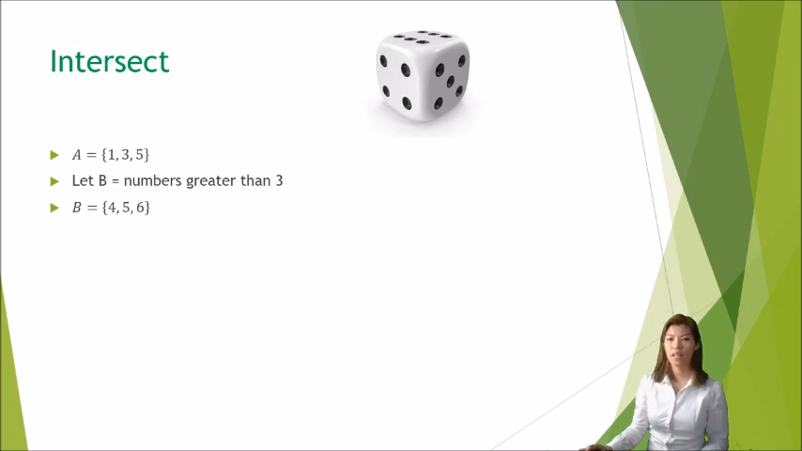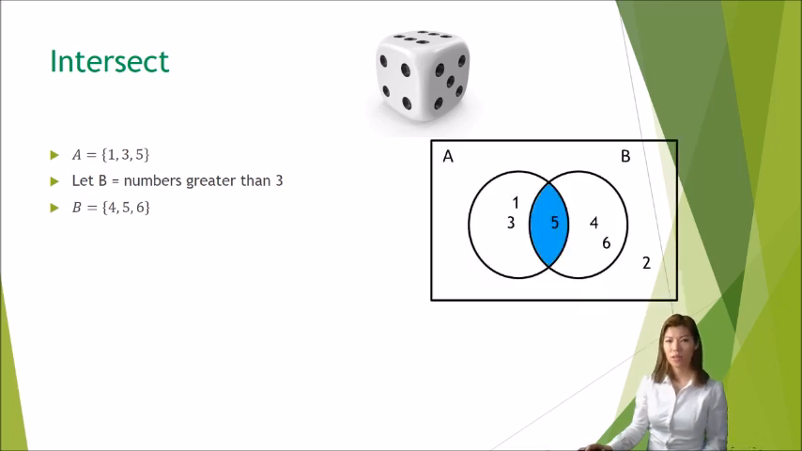Let's have a look at the next word, intersect. Looking at the diagram before, we noticed that a number happens to be in both A and B. We call this the intersect, and it's represented by that symbol there, intersect.